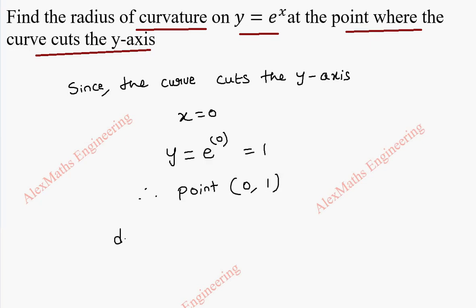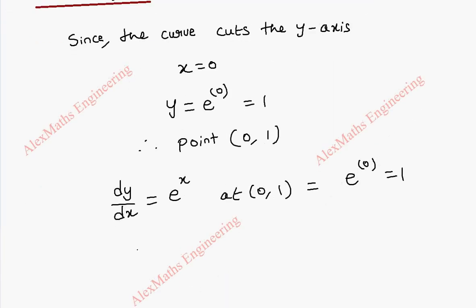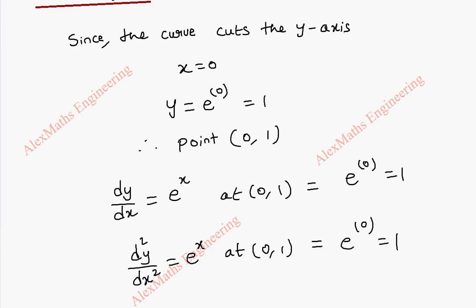Now, from the curve, we can find dy by dx. e power x differentiation is e power x. Then, at 0, 1, this becomes e power 0, which is 1. In the same way, the second derivative, d square y by dx square, is also e power x. And again, at 0, 1, this becomes e power 0, which is 1.